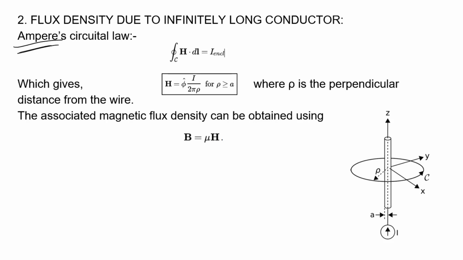According to this law, the line integral of the magnetic field intensity is equal to the current enclosed within that loop. This is the formula for H produced by a straight long current carrying conductor along, say, the Z axis, where rho is the perpendicular distance, as marked here. You can see this is rho, the perpendicular distance. So this goes like 360 degrees wherever the point may lie. Another thing is that the associated magnetic flux density can be obtained using B is equal to mu H.